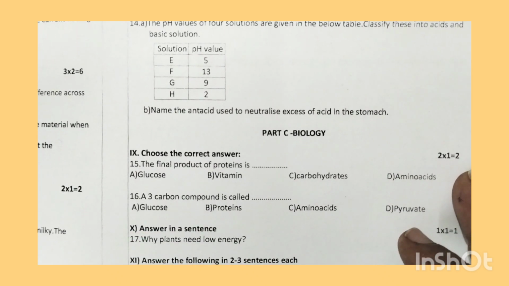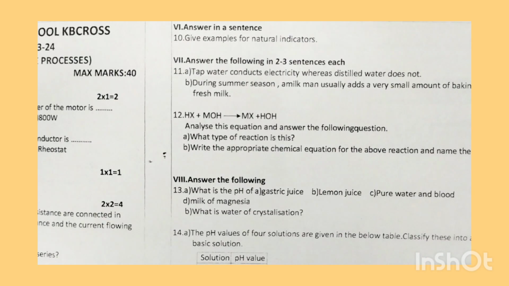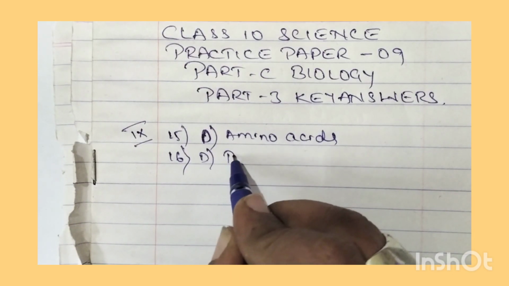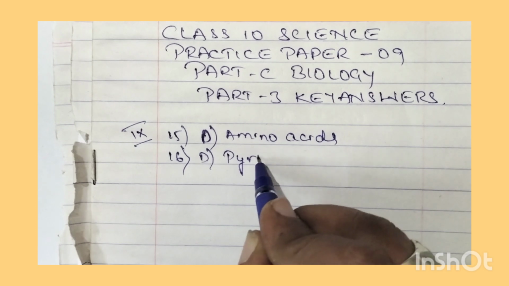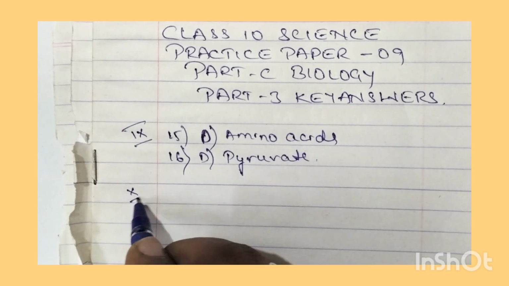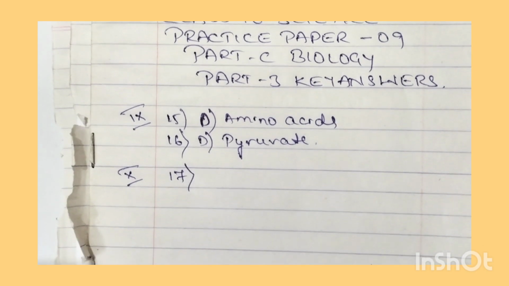The 16th question is: a 3-carbon compound is called as glucose, proteins, amino acids and pyruvate. A 6-carbon compound is called glucose and a 3-carbon compound is called pyruvate. So for the 16th question, the right answer is option D, that is pyruvate. Now let us move to the 10th question, that is question number 17.